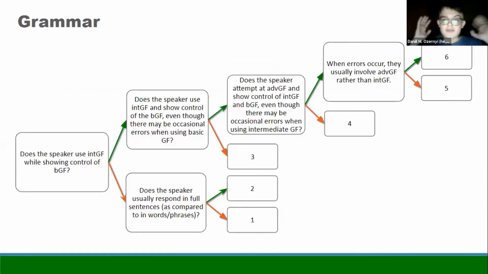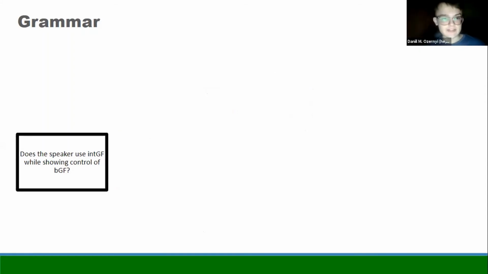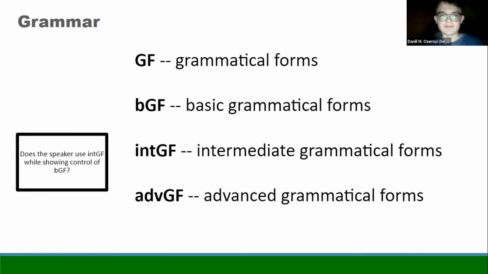Okay, here is our rubric, our lovely rubric, and it's pretty complicated, isn't it? We're gonna go through it as we did one by one. And again, the first question which we had, well, let's read it. Does the speaker use INTGF while showing control of BGF? Again, scary abbreviations. INTGF, I wonder what could that stand for? I mean, obviously grammatical forms.